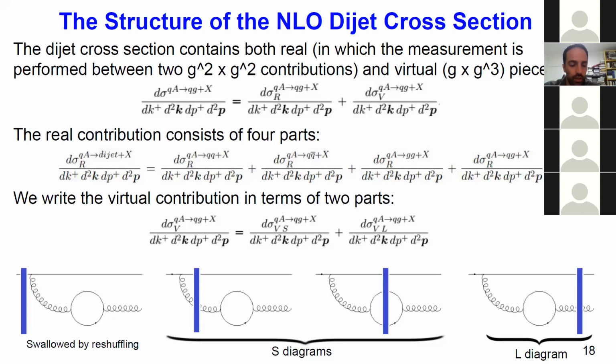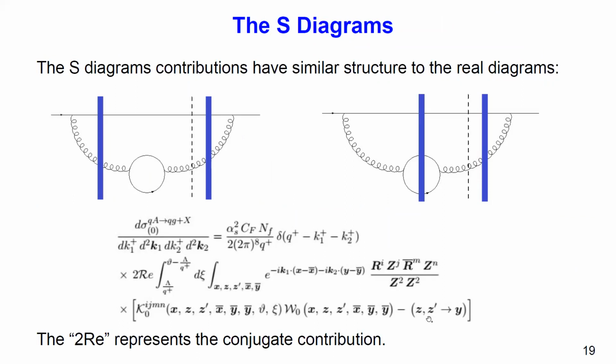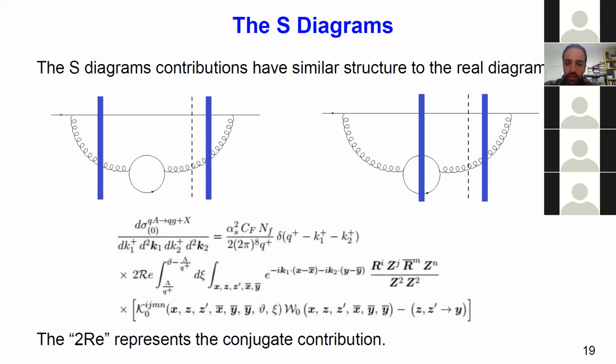So this is the structure. We compute together all the L diagrams for all the possible contributions, and the S diagrams, we pair them together. Let me give you a more precise example. For the case of the quark anti-quark, we see that we have a term, and then we have its subtraction when the two partons are shrinking. You remember that for the real case, we had three subtraction terms. Now we have only one.